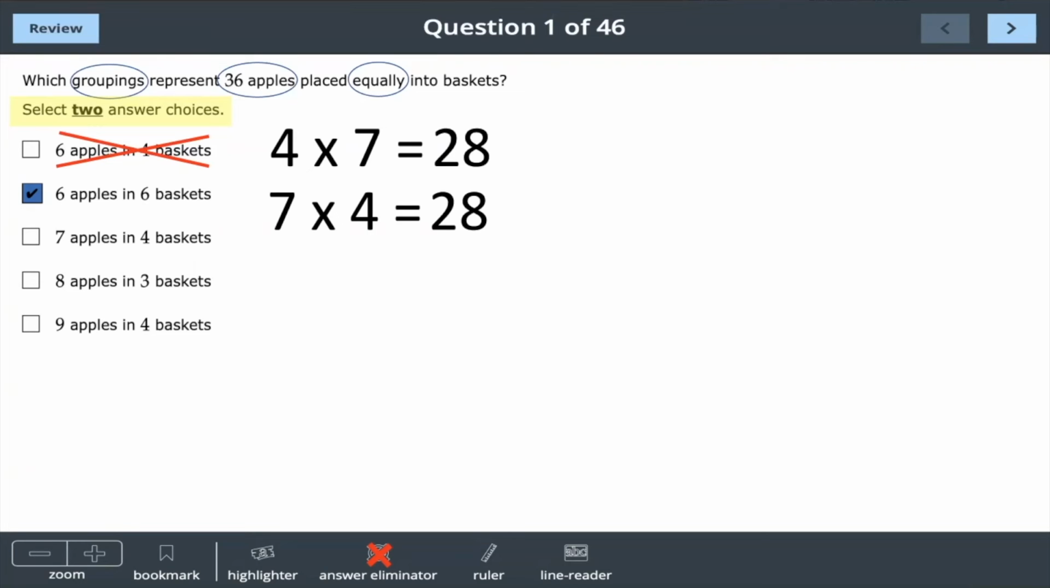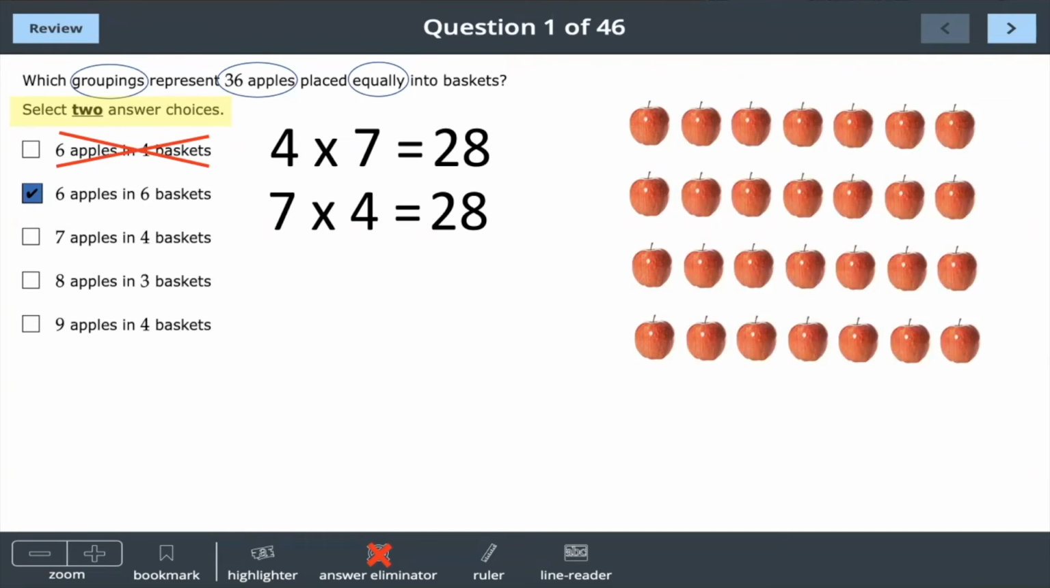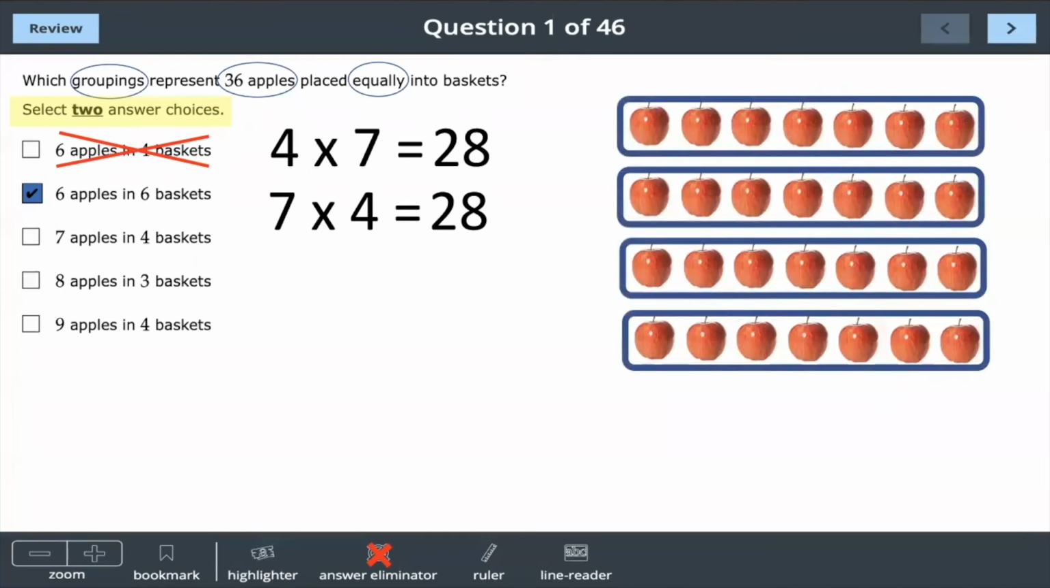I can also create a model. My array can have 4 rows and 7 columns. I can count them individually, or I can skip count by 7. 7, 14, 21, 28. 28 is not equal to 36. I can use my answer eliminator below and eliminate 7 apples in 4 baskets. Let's look at the next answer choice.